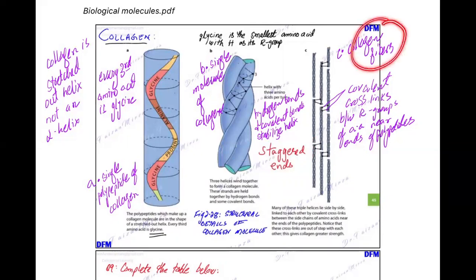The collagen fibers are then made up of many collagen molecules lying parallel to one another, having covalent cross-links between the R groups of amino acids near the end of the polypeptide, as well as these glycines. They also form the cross-links with one another. So this is how the fibers of your collagen look.